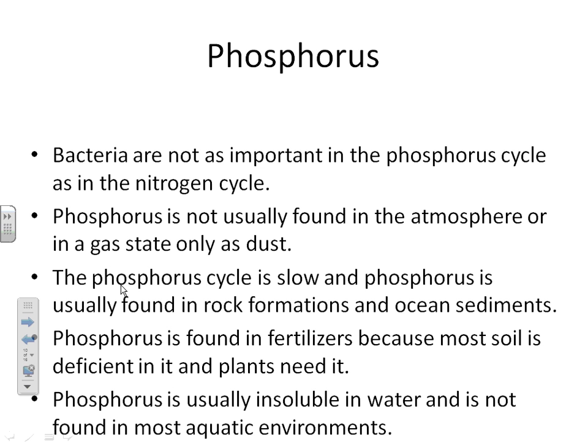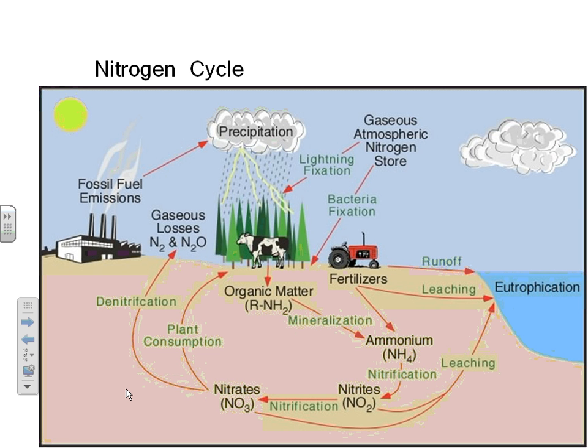It's very, very slow because it depends on rock formation. But what we do is we take it out of the rocks and we put it into fertilizers, because most soils are deficient, and plants, like our agricultural plants, need it.